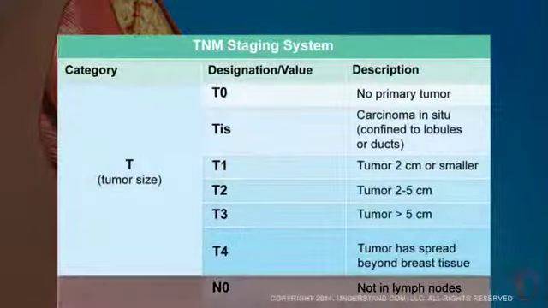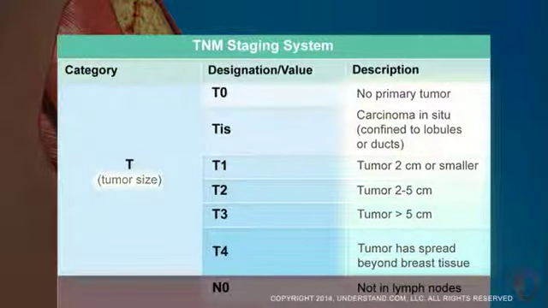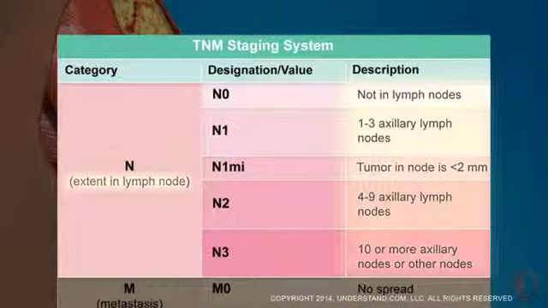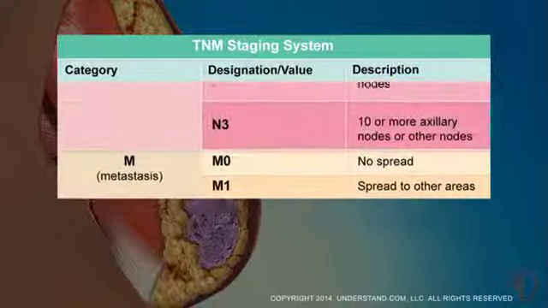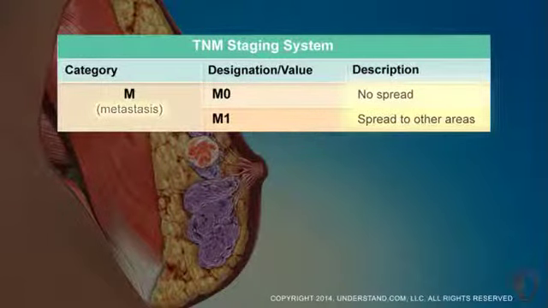The T value correlates to the size of the tumor. The N value describes if the tumor has spread to the lymph nodes and the number of positive nodes. The M value describes whether the tumor has metastasized.